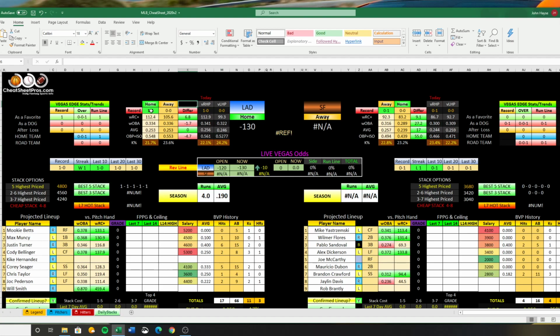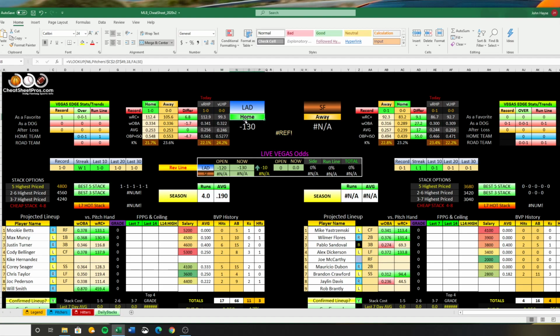And then this is going to show you the record home and away, their WRC plus home and away, WOBA splits, average splits, OBP plus ISO splits, and then strikeout rates. And you'll see some teams at home are really good, and on the road they're really bad, and this is what identifies that. So either that will lead you to a stack, or maybe placing a bet on that team or against that team. And then same thing over here, we've got the WRC plus, WOBA, and we've got the different numbers versus righties and lefties.